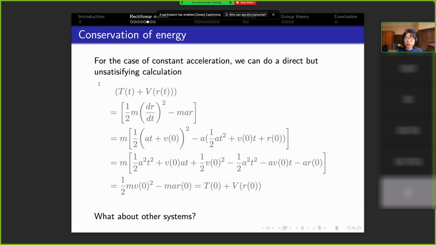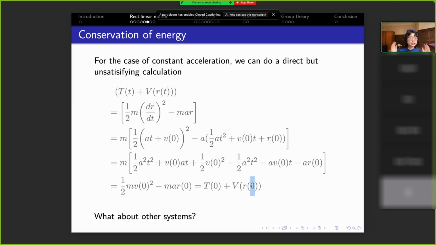And we finally get that the kinetic energy plus the potential energy at some arbitrary time, and this is important, is going to be equal to the kinetic energy at initial time plus the potential energy at initial time. And so this tells you that kinetic energy plus potential energy is kept constant, because no matter what time you throw at the t variable, it's always going to give you the same numerical value as the kinetic energy at t0 plus the potential energy at time 0. So the energy is conserved.